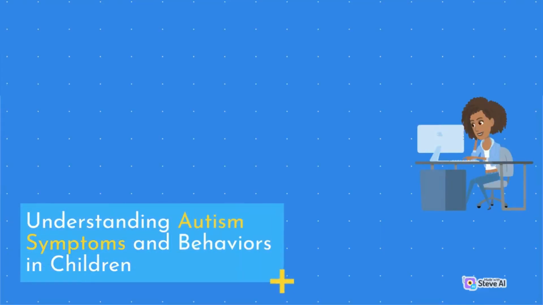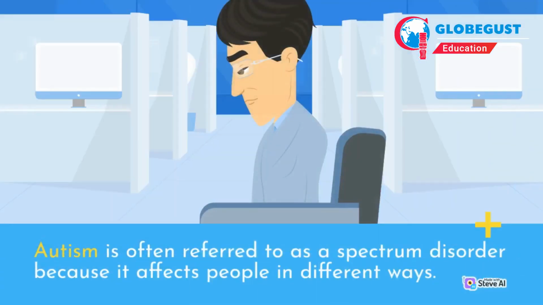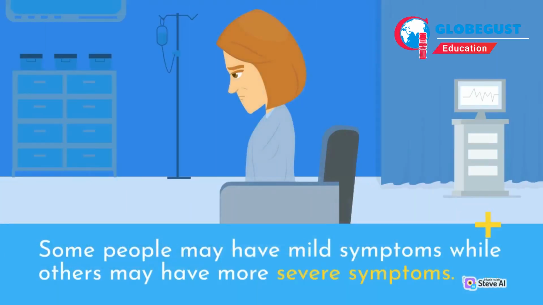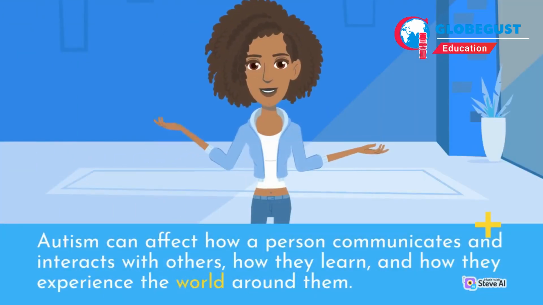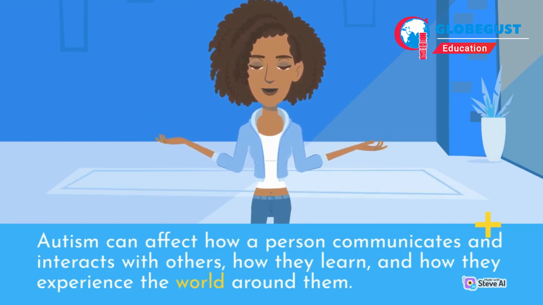Understanding autism symptoms and behaviors in children. Autism is a developmental disorder that affects the brains of children. Autism is often referred to as a spectrum disorder because it affects people in different ways. Some people may have mild symptoms while others may have more severe symptoms. Autism can affect how a person communicates and interacts with others, how they learn, and how they experience the world around them.